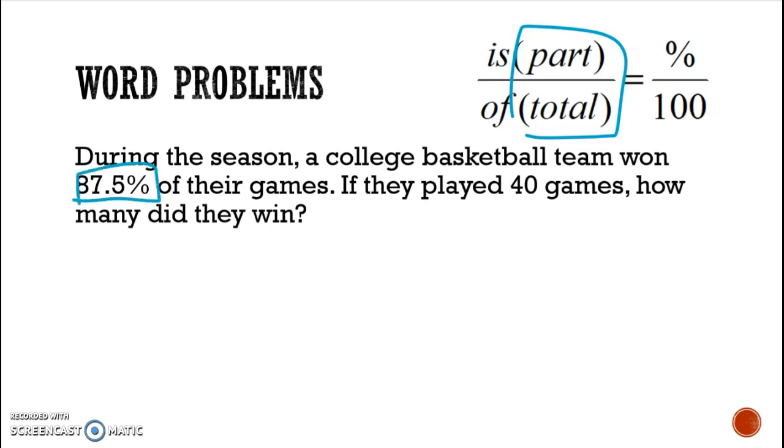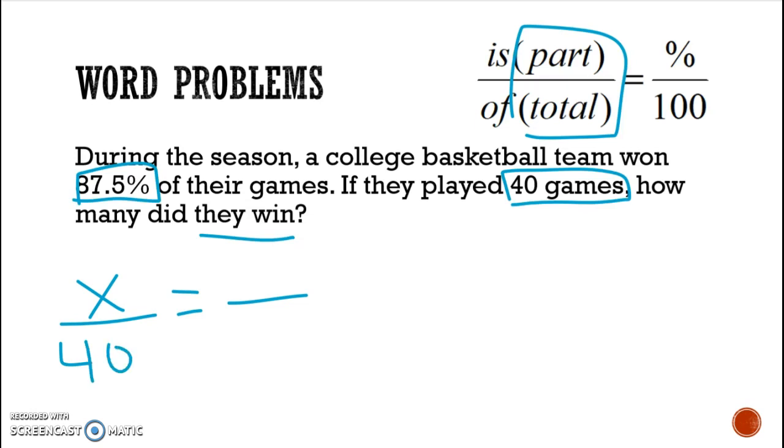Okay, so the easy one is 87.5%. Now we have to figure out, is 40 games the total amount of games they won, or just some of the games they played, and if they played more. So it says they played 40, and how many did they win? So when you're playing a game, you either win or lose. Alright, so if we're looking for win, that means we're looking for a part of it. So we don't know the part, so that's where x is going to go. 40 is how many games they played all together. So that's our total. Alright, and then 87.5, and our 100 never changes.